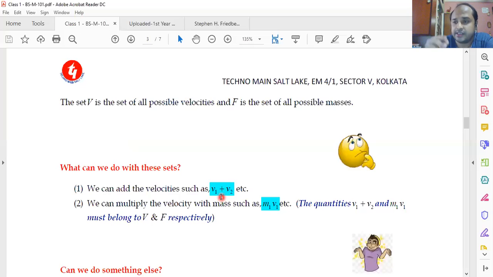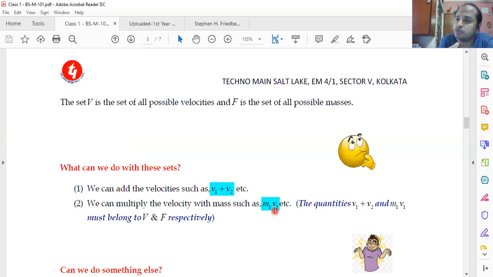I can add two velocities to get a different velocity. So if I consider two elements from the set V, v1 and v2, then I can add them. This is my first operation which I have defined. Also, if I consider an element from the set F, say M1, and another element small v1 from the set V, I can multiply them, because when I multiply the velocity by the mass, it becomes momentum, and momentum also has some direction.